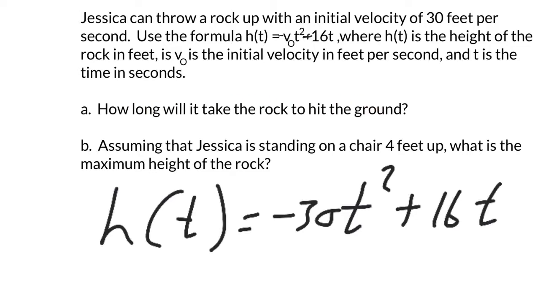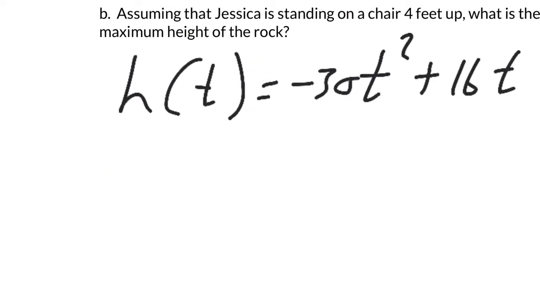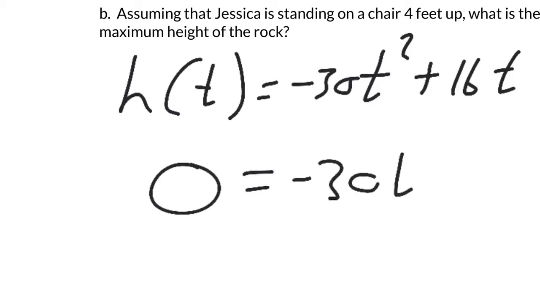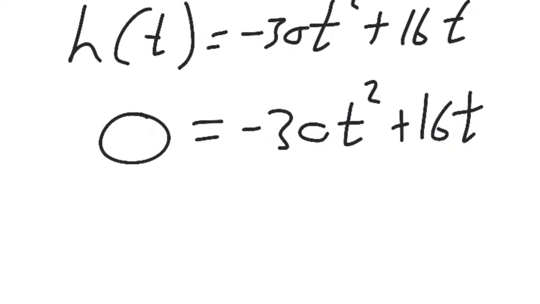So how long will it take for the rock to hit the ground? The rock is 0 feet off the ground when it's on the ground. So we plug in a 0 in for h. And then we have something to solve here. This is a quadratic, so you could use the quadratic formula if you'd like, but this is a special type of quadratic where factoring out what's in common is going to help you, because from both of these, you can factor out a 2 and a t.